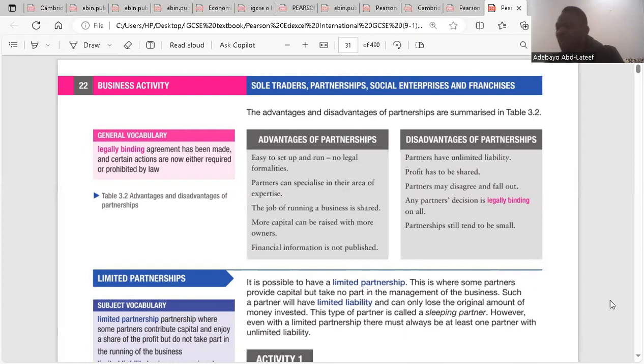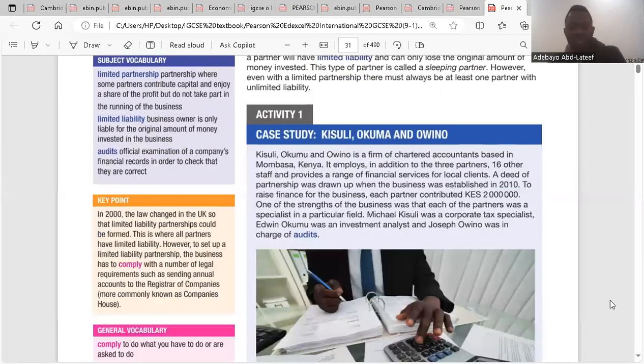Clear? Yes. And the third point is that because we are not the same, even brothers, they do fight. We can have disagreements. So there might be disagreement about things. So that's the problem about partnership. Is it clear? So go to activity 1.